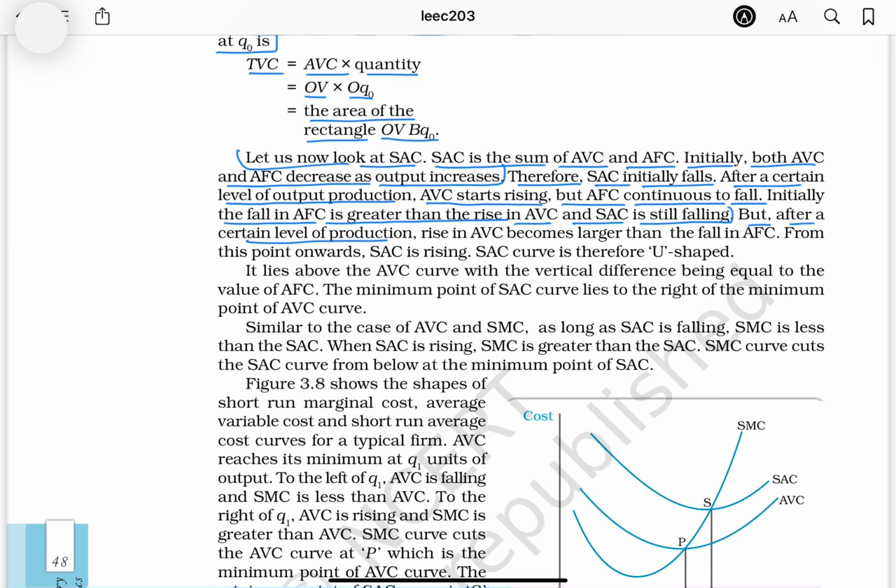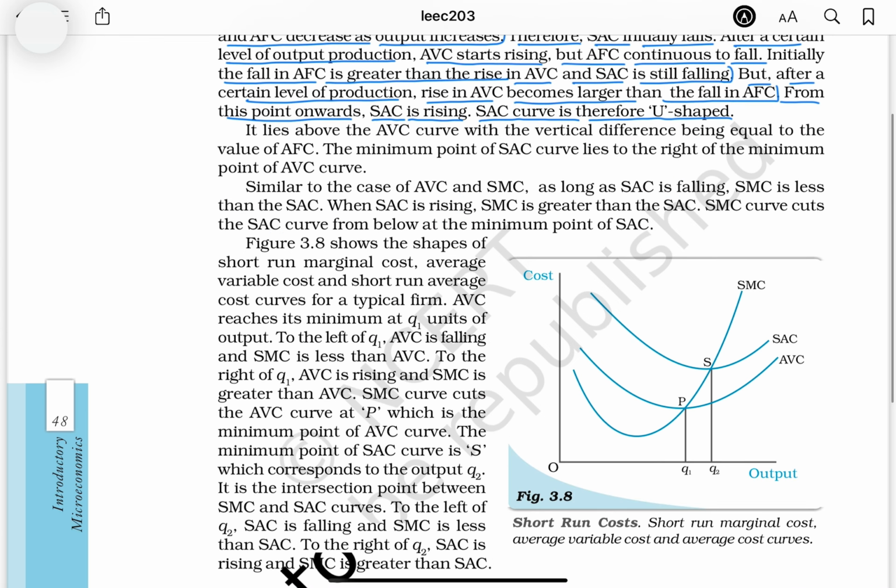But after a certain level of production, the rise in AVC becomes larger than the fall in AFC. From that point onwards, SAC is rising. The SAC curve is therefore U-shaped. It lies above the AVC curve, with the vertical difference being equal to the value of AFC. The minimum point of the SAC curve lies to the right of the minimum point of AVC.